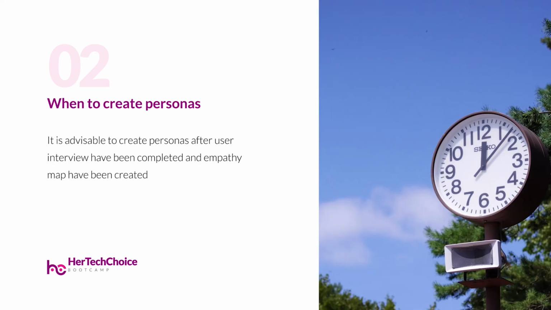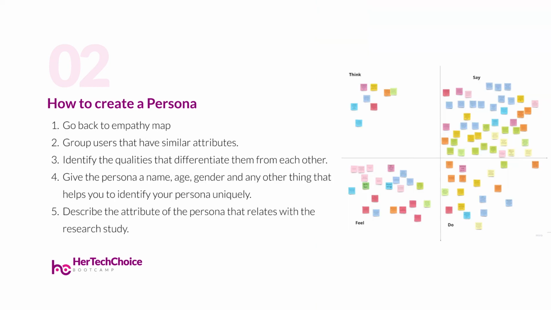When do you create personas? It is advisable to create personas after user interviews have been completed and the empathy map has been created. How do you create a persona? The first thing you need to do is go back to your empathy map. You group users that have similar attributes, identify the qualities that differentiate them from each other, and give the persona a name, age, gender, and anything else that helps you identify your persona uniquely.